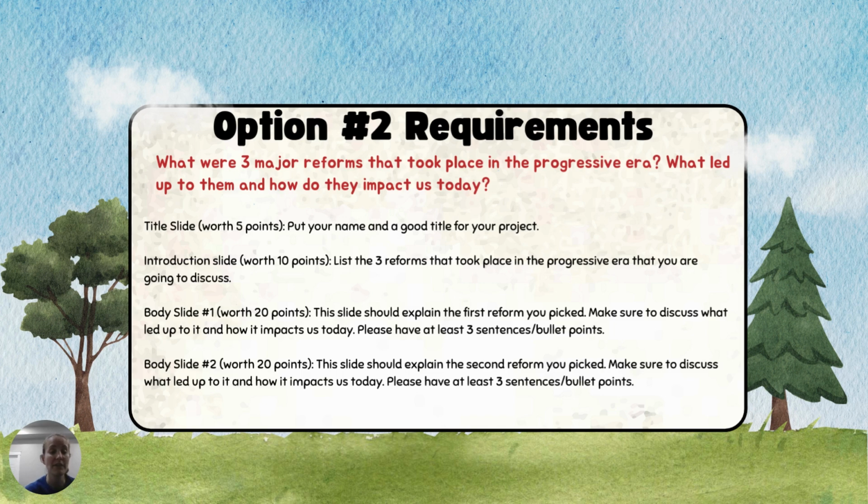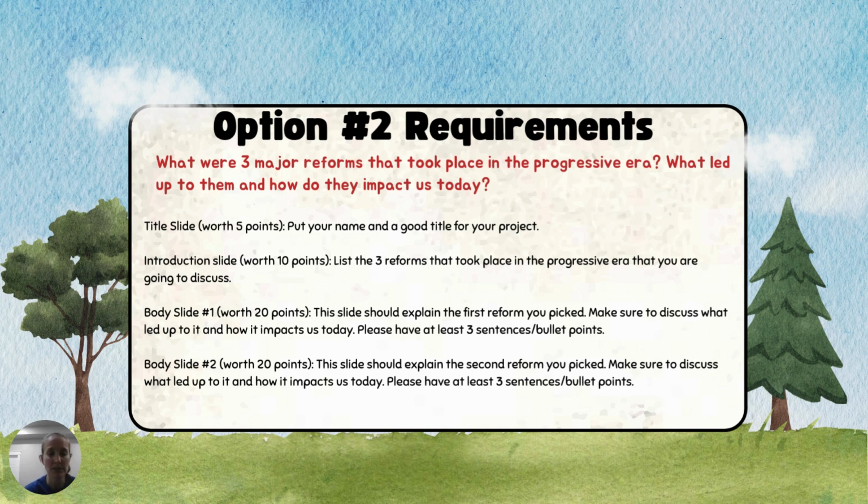So you need to have 3 sentences or bullet points, and these are what your bullet points will be. So you're going to explain the reform. So what happened? Then you're going to discuss what led up to it. So what made it happen? Like what were the events in place that made that reform have to happen? And then the third one is how does it impact us today? How is your life different today because of that reform?